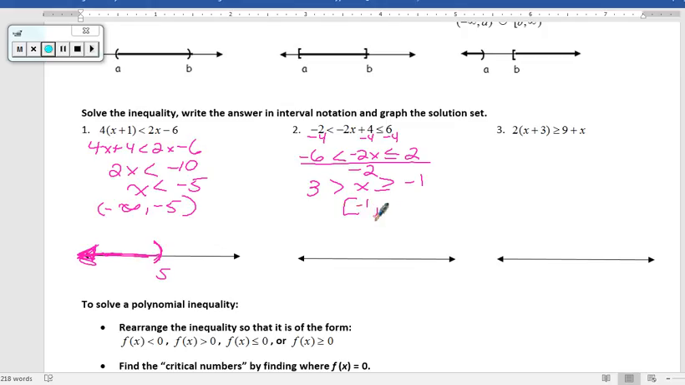In interval notation, we have a hard bracket due to the or equal to part here on the left, going to 3. In interval notation, we're always going in the direction of the number line, so negative 1 will be on the left, 3 on the right. Again, we only need the key components on our graph, showing a hard bracket, a parenthesis, and all the solutions are included in between. For number 3, we're going to distribute.